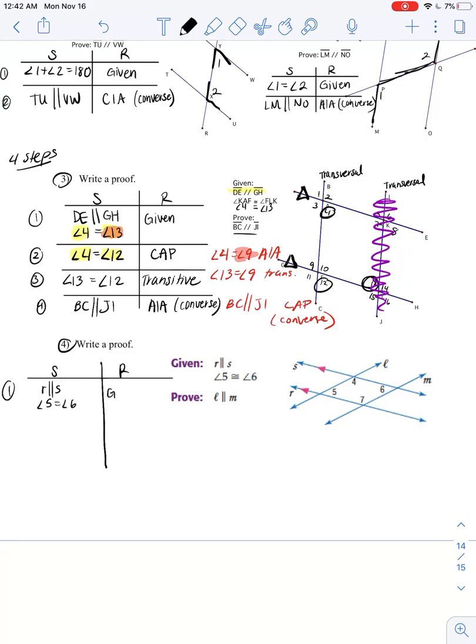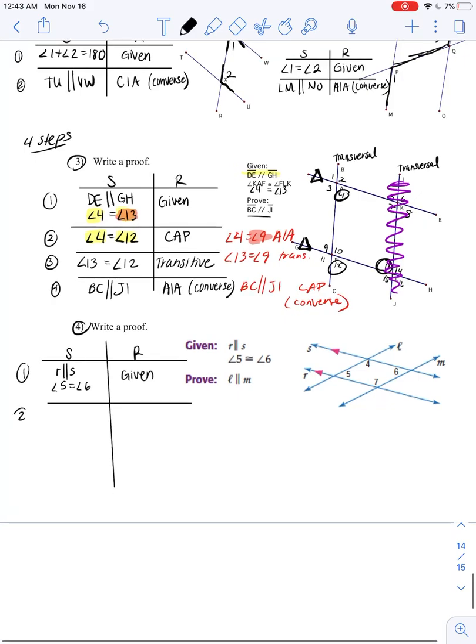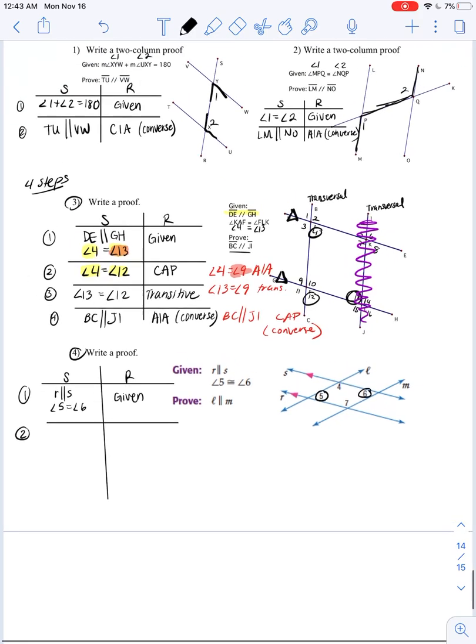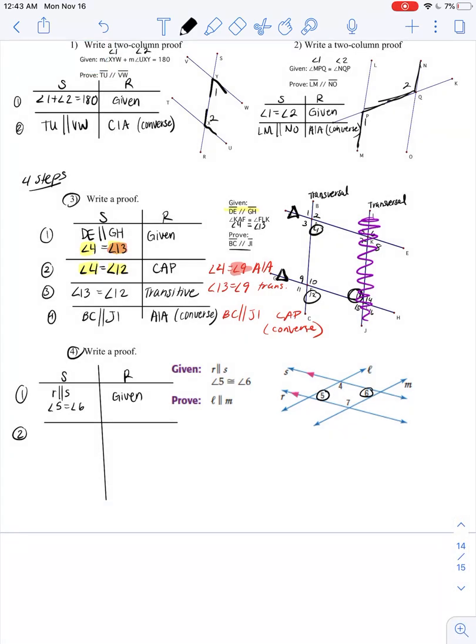So our statement is that R is parallel to S and angle 5 is equal to angle 6. That was our given information. Wow, these lines are not parallel, that's for sure. Draw my transversal through the 2-column proof, which is also not. There we go. Okay, so we know angle 5 is equal to angle 6.